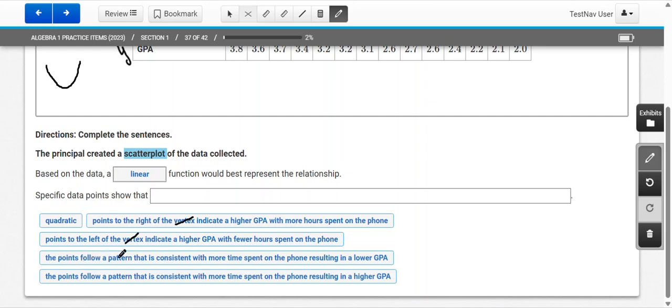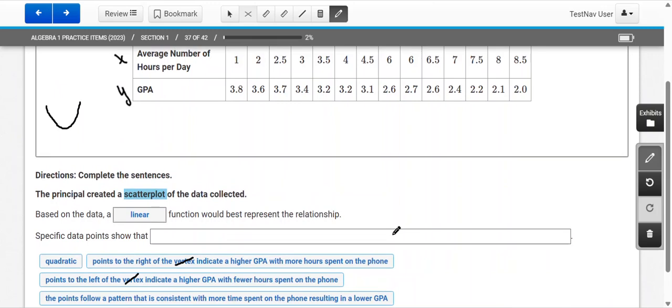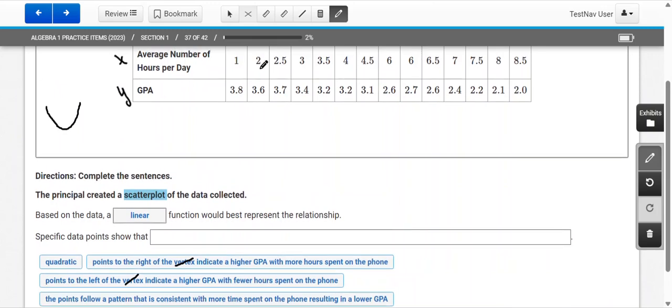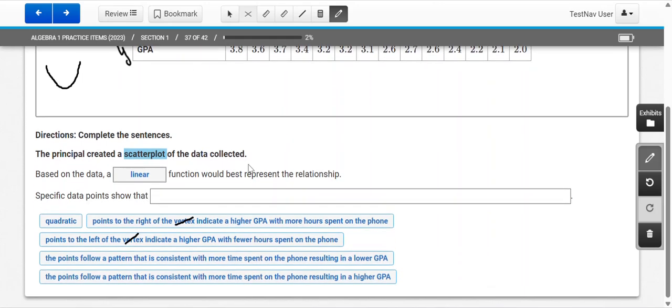The points follow a pattern that is consistent with more time spent on the phone, resulting in lower GPA. That's exactly what's going on, right? The higher number they have on their phone usage, the lower the GPA keeps dropping. So that is my next one.